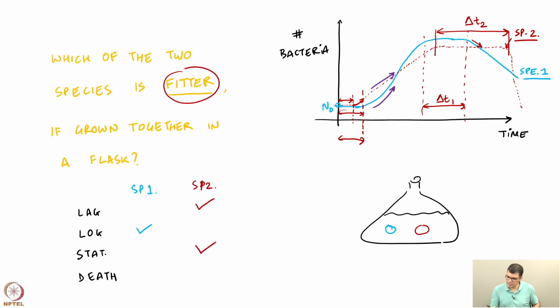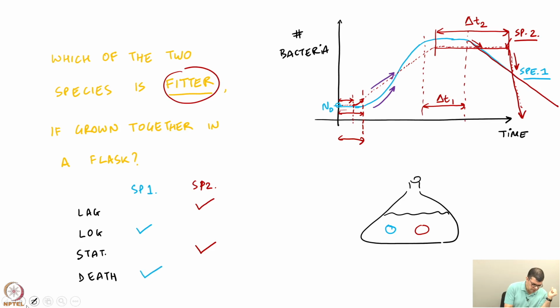And lastly, when they enter death phase, we see that the fall in numbers for species 2 is extremely rapid. So, while it maintains its stationary phase for a long time, its fall in numbers is extremely rapid and it goes to 0 in a very short amount of time. Compare that with species 1, where the numbers are decreasing much more gradually, and hence it is able to resist death much more as compared to species 2. And as a result, in death phase, species 1 is fitter as compared to species 2.